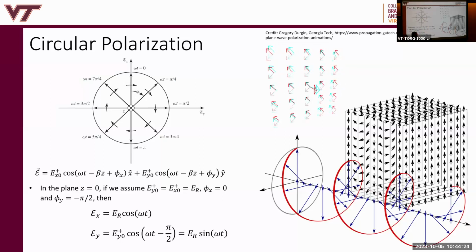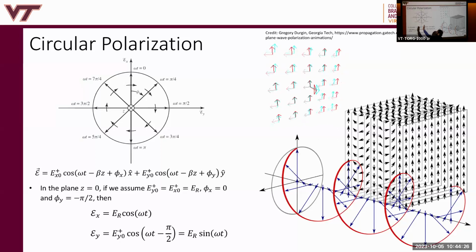Let's say it was rotating the other way. Then I would have to use my left hand, direct thumb in the direction of propagation. It's going that way, then it would be LHCP. We'll see that. We're going to do those examples.